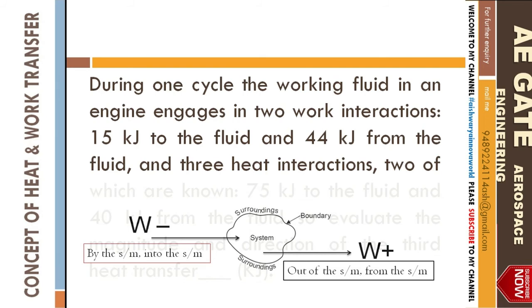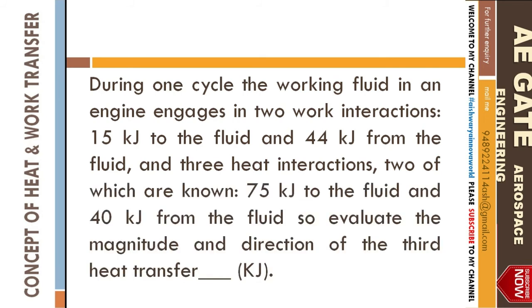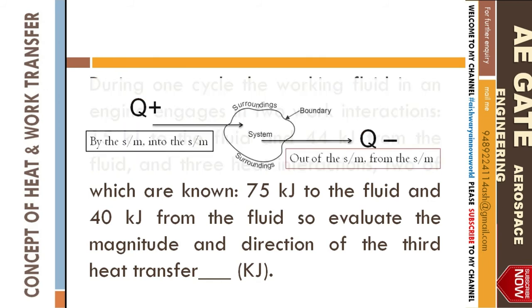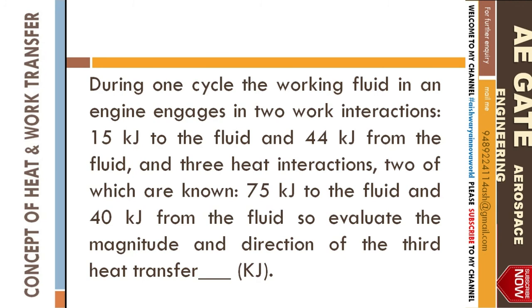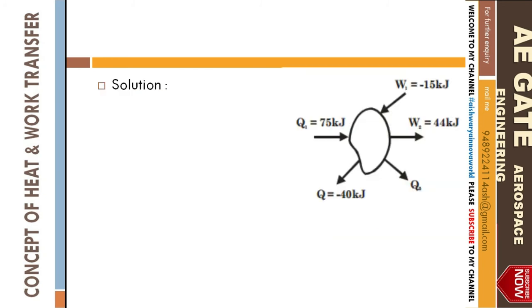And three heat interactions, two of which are known. Among the three heat transfers, two have been given, that is 75 to the fluid and 45 from the fluid. Evaluate the magnitude and direction of the third heat transfer. In this problem they have not given the third one, so we have to find it. Let's go to the solution. You see here is a diagram, Q1, Q2, Q3. Q3 is not given.